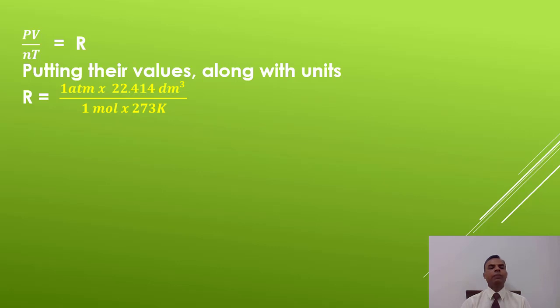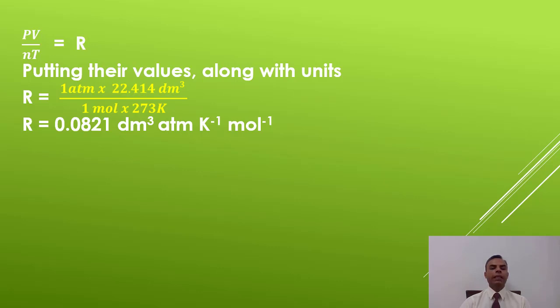Here the value of pressure is 1 atmosphere and the value of volume is 22.414 decimeter cube, and the number of moles of the gas is 1 mole and the temperature of the gas is 273 Kelvin. By calculating this value, the value of R becomes equal to 0.0821 decimeter cube atmosphere per Kelvin per mole.